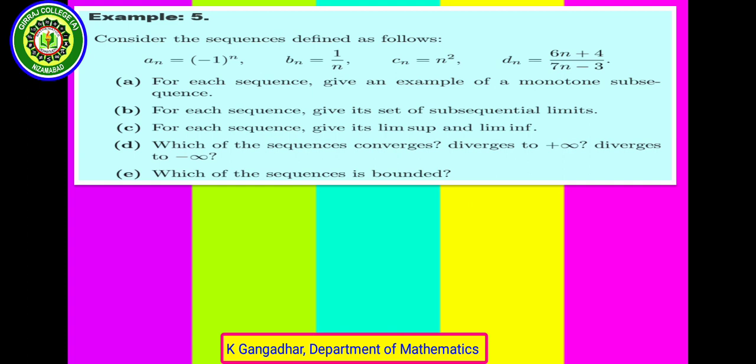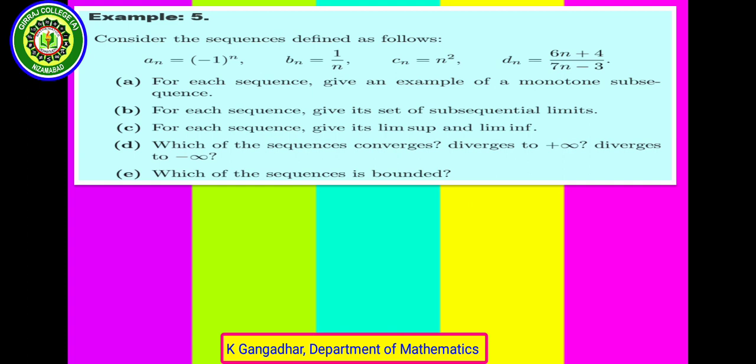So now one more problem. Consider the sequences defined as follows: an equal to (-1)^n, bn equal to 1/n, cn equal to n squared, dn equal to (6n+4)/(7n-3). Now the problem: for each sequence give an example of a monotone subsequence. Second, for each sequence give its set of subsequential limits. Subsequential limits means limits of subsequences.